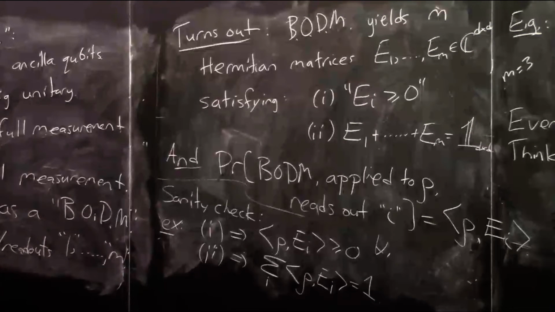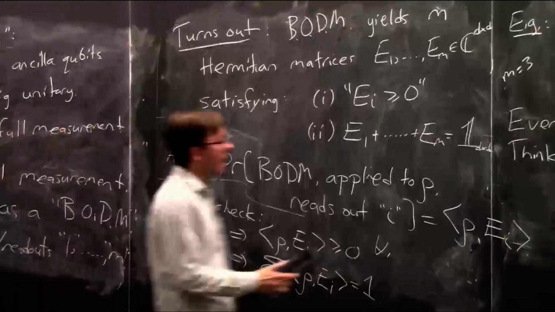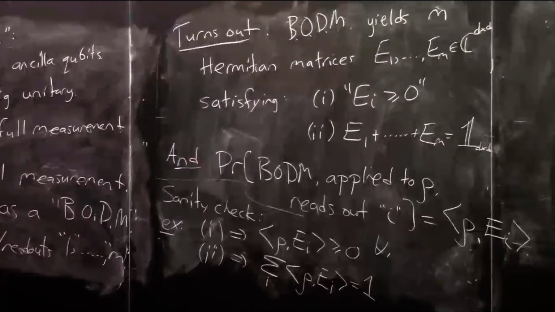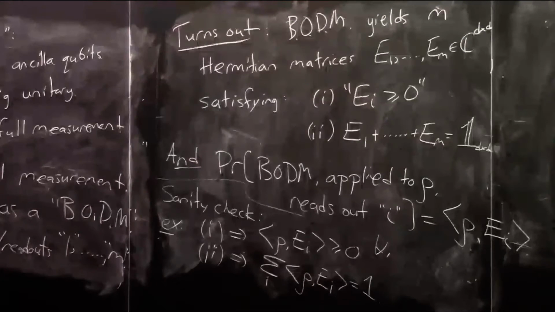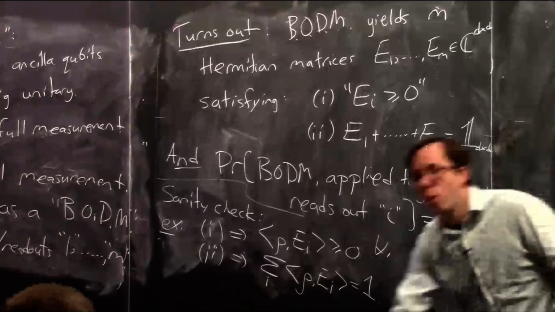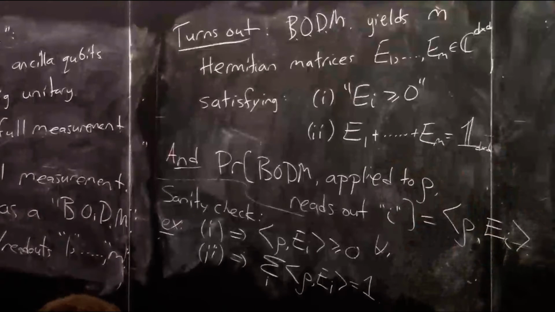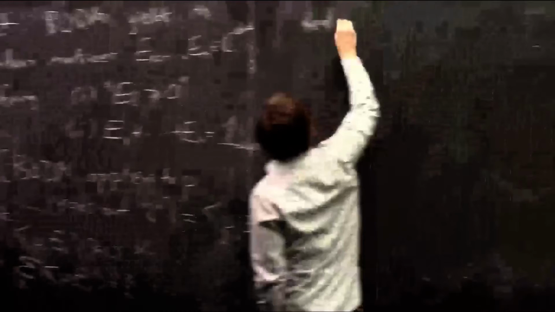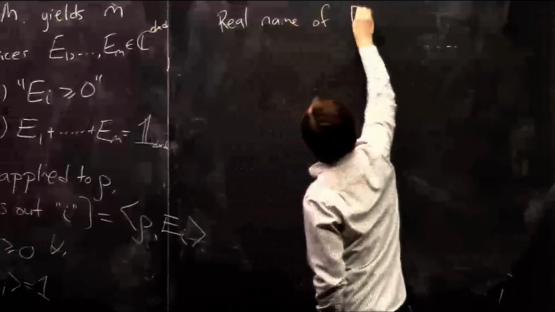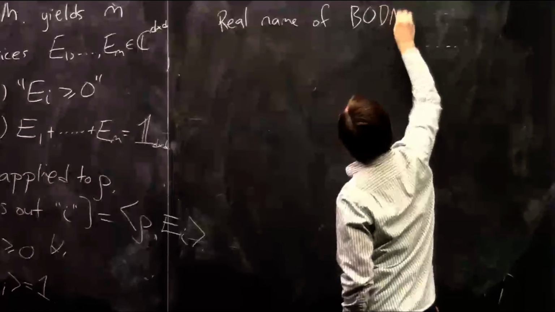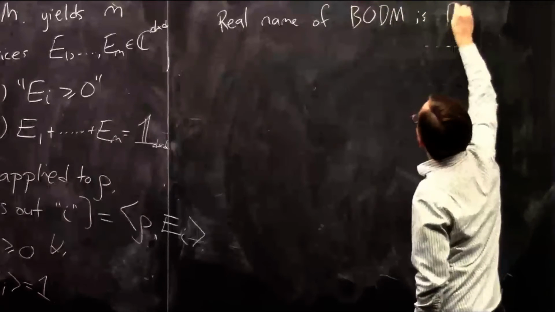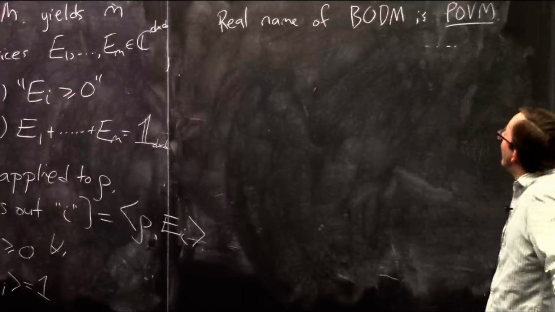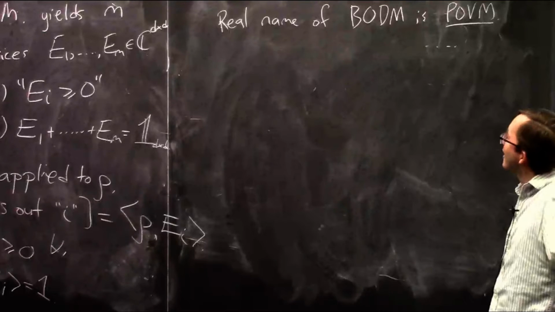So this setup is the most general way, physically, of measuring a quantum state. It's the quantum probability 101 definition of events. It's how you define events. Finally, I should tell you the real name of this big old device for measuring, BODM, is POVM. You'll see this a million times if you study quantum information theory. I don't even want to tell you what it stands for, some math thing.